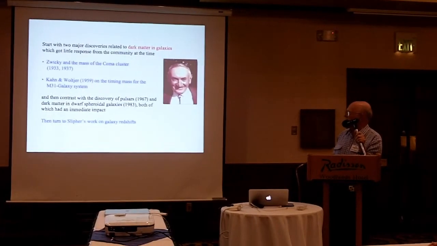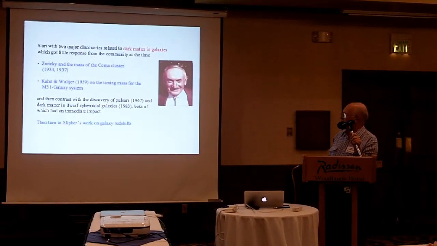in 1933. And then another paper that came rather later by Kahn and Vulture on the timing mass for the M31 galaxy system. And again, this is a really important and very direct indication that there is dark matter. But it really got very little response. And then I want to contrast this very briefly with the discovery of pulsars and the discovery of dark matter in dwarf spheroidal galaxies, both of which had an immediate impact. And then I'm going to turn to Slipher's work on galaxy redshifts.